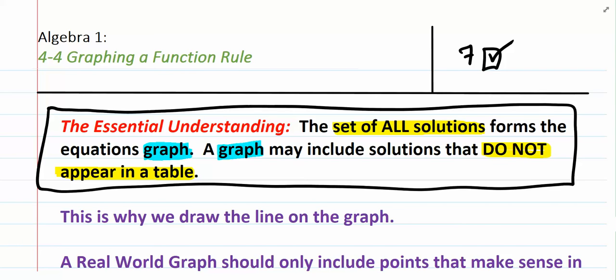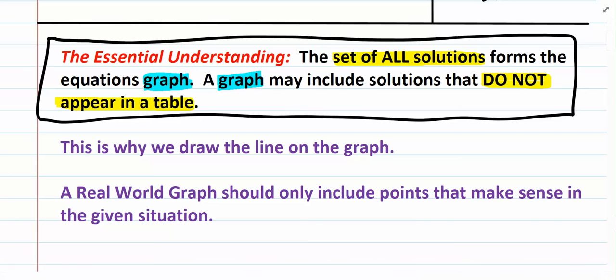So basically we're going to be talking about the set of all solutions to a particular equation, and that's what makes up the graph, not just little points along the way. This is why we draw the line on the graph, because sometimes the graph has solutions that are not in the table, and real world graphs should only include points that make sense in a given situation. We're going to talk all about that in this tour.